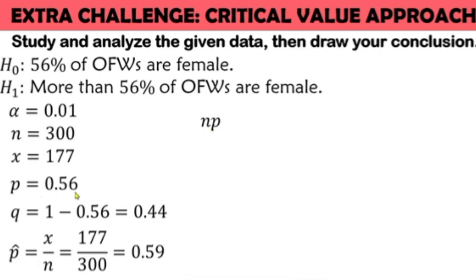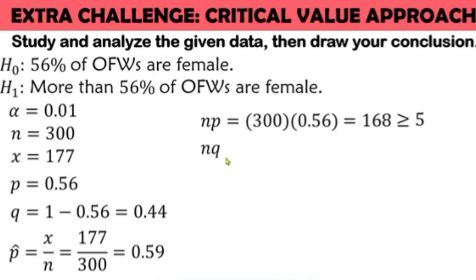Now to determine if the sample is sufficiently large, let us solve for the np. Our n is 300, p is 0.56. This will give us a product of 168, and this is greater than 5. Now let us solve for our nq. Again, our n is 300, our q is 0.44, and this is equal to 132, also greater than 5. Let us add these two, and this will give us 300, our sample size.